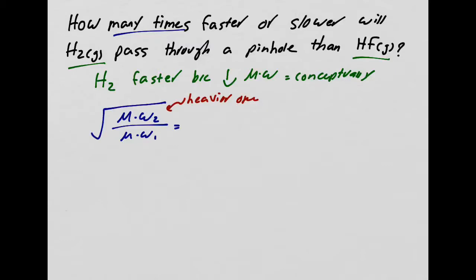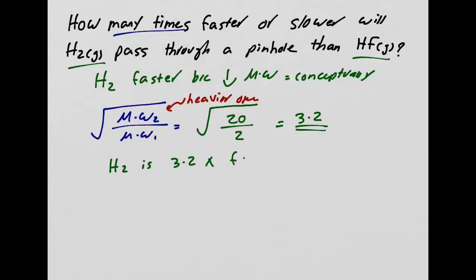Now, what is the molecular weight of HF? That's my heavier molecule. Okay, look it up. The molecular weight would be 20. The molecular weight of H2 is 2. If I take the square root of that ratio, 10, it would be 3.2. So what does that mean? That means H2 is 3.2 times faster than HF. And as long as you put the heavier atom on top, you get a ratio that tells you how many times faster the lighter atom is going to be. Yeah, so far so good.